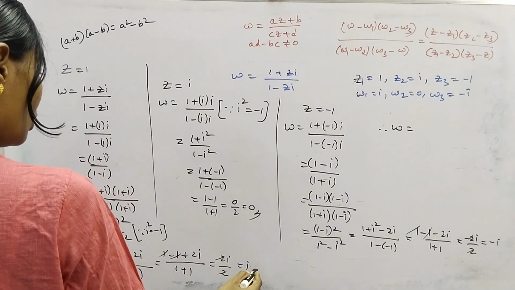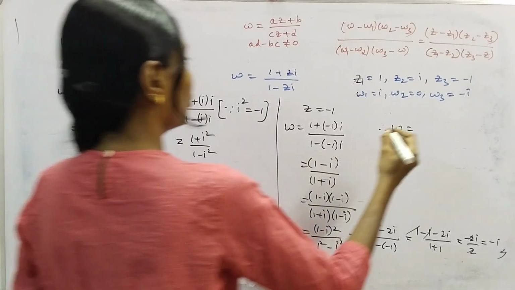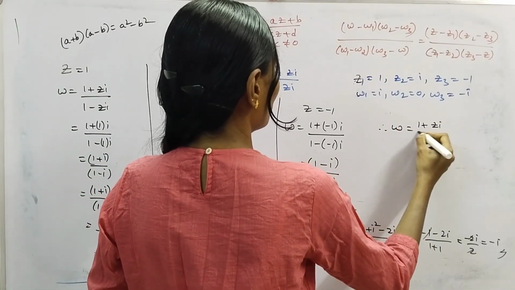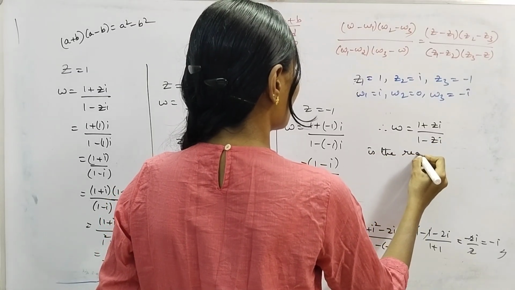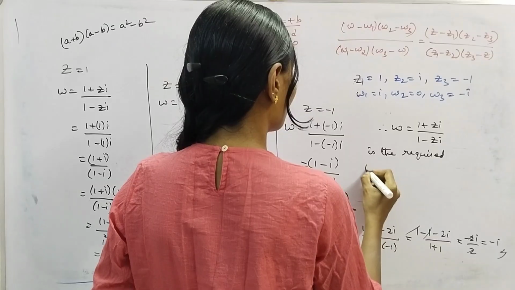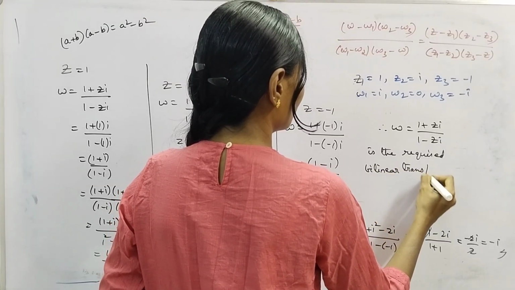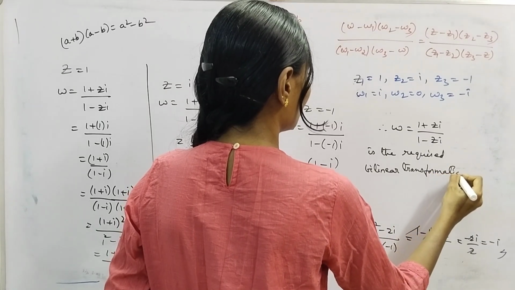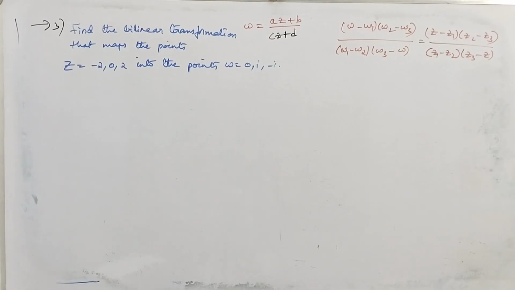So we got the proper answers. Okay, therefore (1 plus zi) by (1 minus zi) is the required bilinear transformation. This completes the problem. So let's see the third problem.